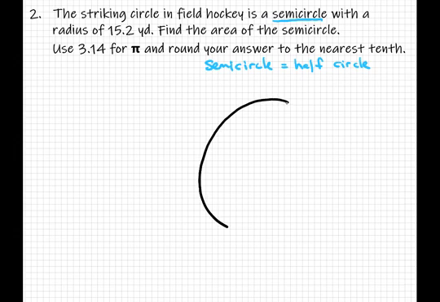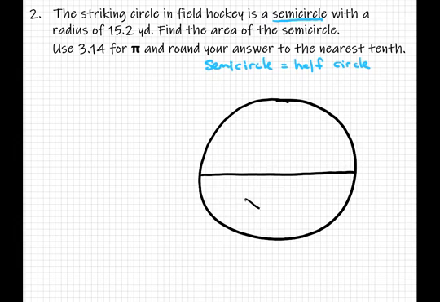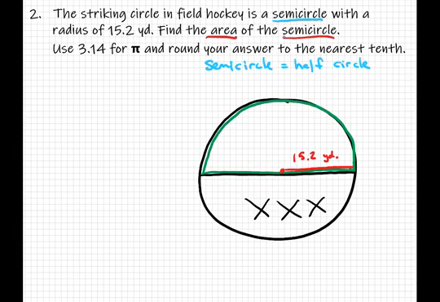So, here's our circle, and we don't need this part down here, and let's say this is our striking circle. Okay, so we'll use the green half, and the radius is given in the problem. Remember, the radius is the distance from the center out to the circle, and the radius is given as 15.2 yards. Now we want the area of the semicircle.